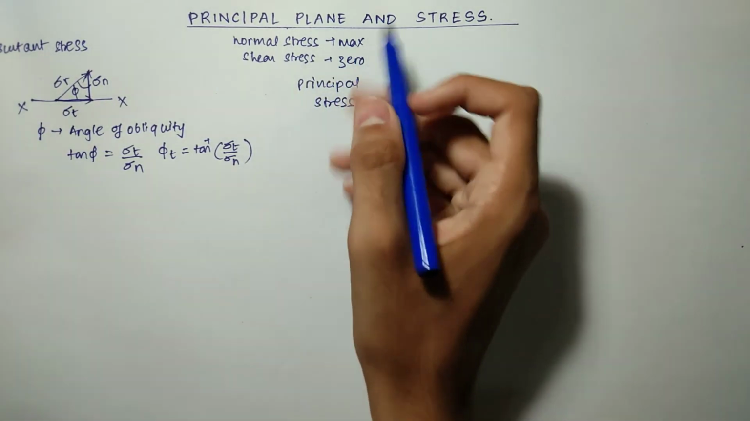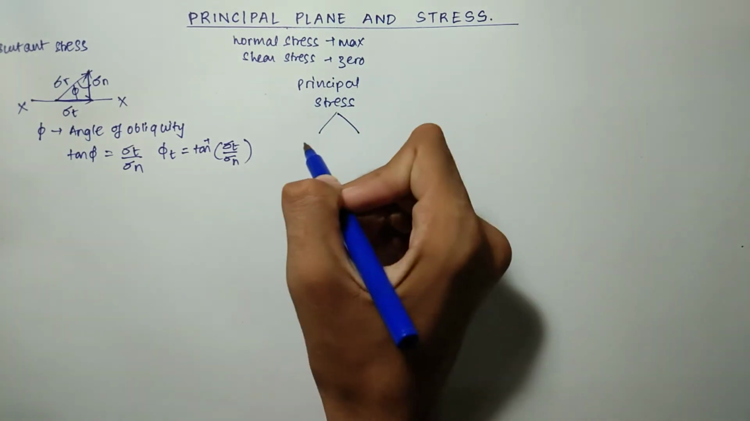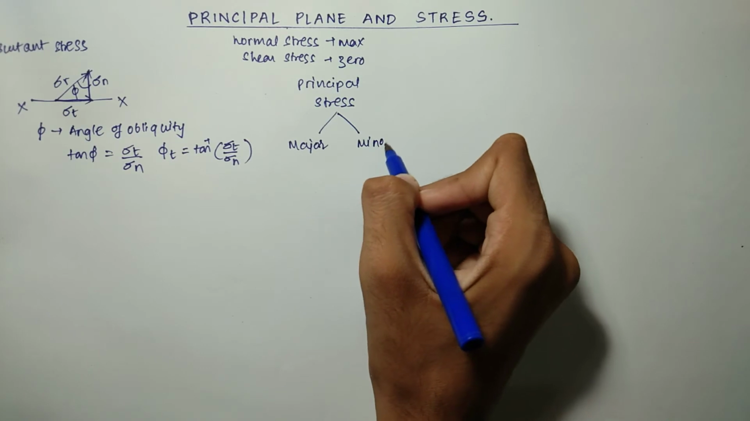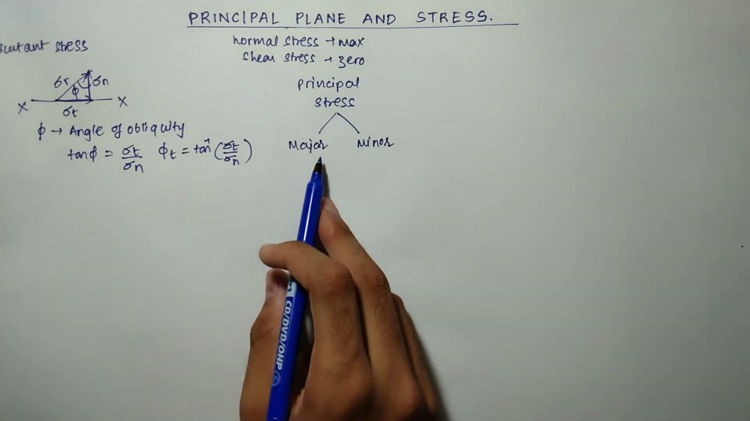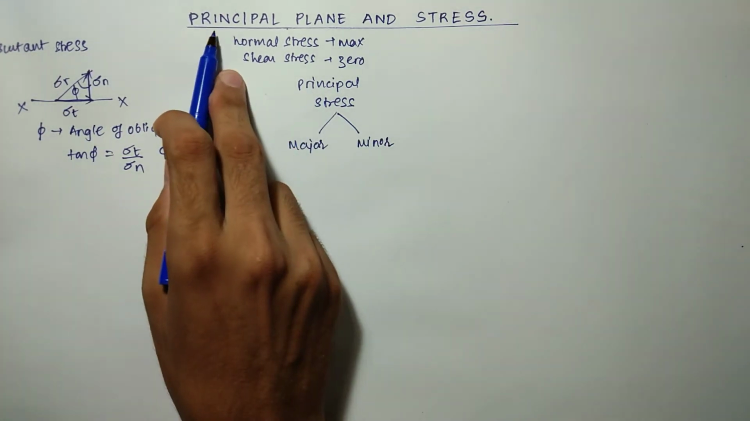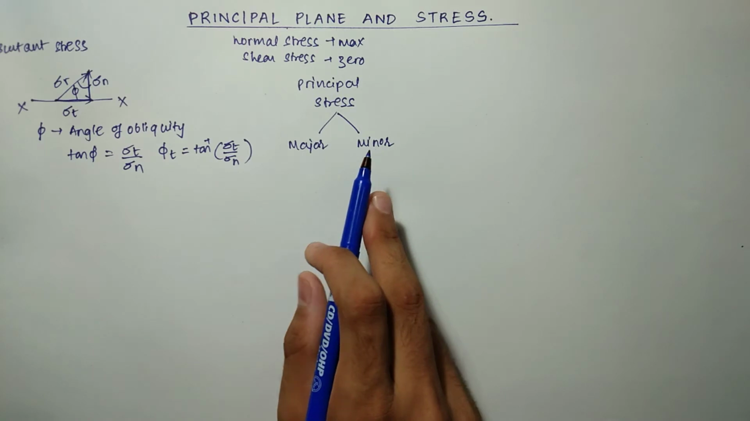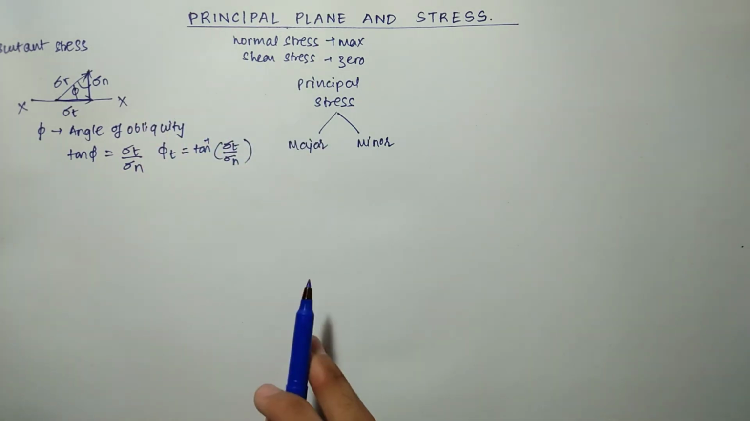Now there are two types of principal stress, that is, major principal stress and minor principal stress. Major principal stress is the maximum value of the principal stress corresponding to the principal plane and the minor principal stress is the stress having the minimum value corresponding to the principal plane.